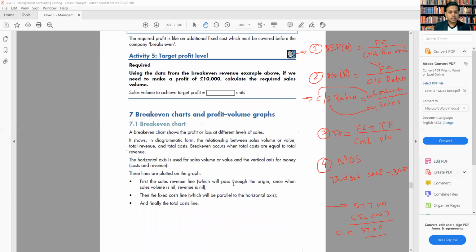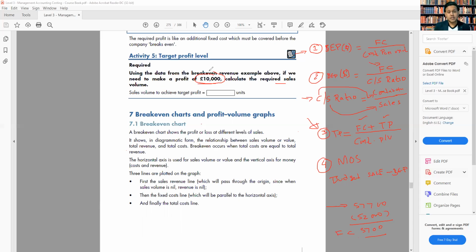So let's move on to the next question that we have: targeted profit. Now if you remember the formula for the targeted profit, number 3, the formula is fixed costs plus targeted profit divided by contribution per unit. So they said, using the data from the break-even revenue example above, if we need to make a profit of 10,000, calculate the required sales volume. So how much do we need to sell if we want to make a profit of 10,000 pounds?